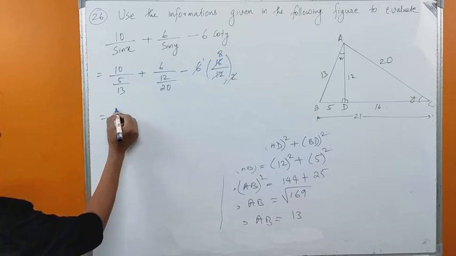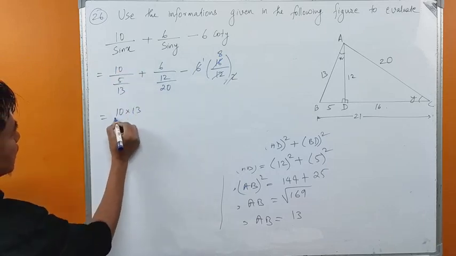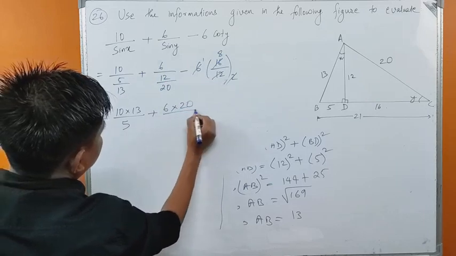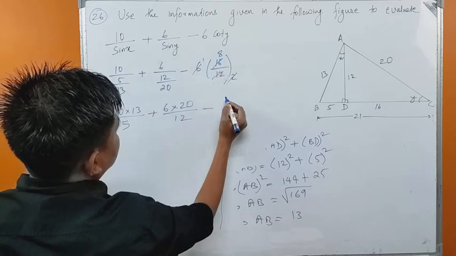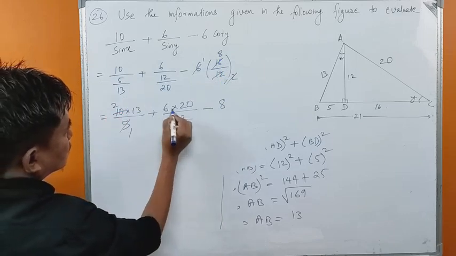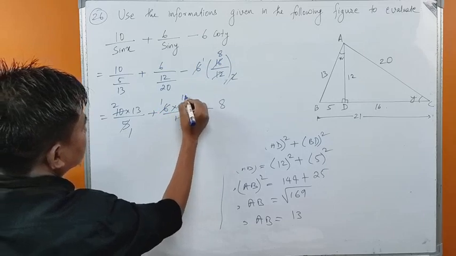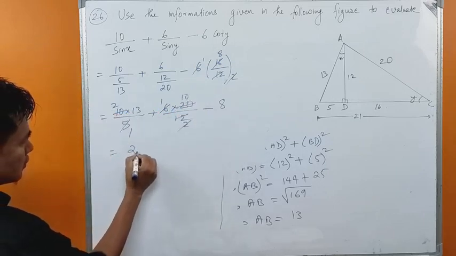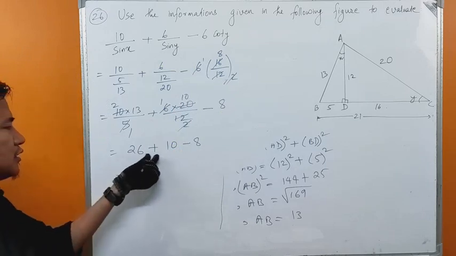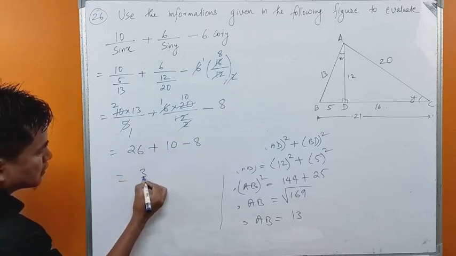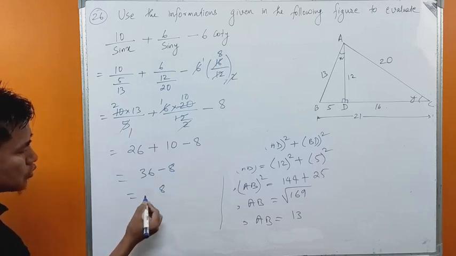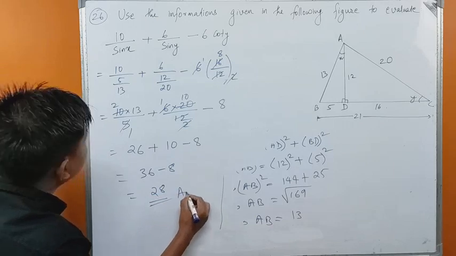Now we have 10 into this 13 goes to the numerator, divided by 5, plus 6 into this 20 goes to the numerator, divided by 12, minus 8, because everything is cancelled, we have 8 here. So 5 2s are 10, 6 2s are 12, 2 10s are 20. So 2 13s are 26 plus 1 into 10, 10, minus 8. 26 and 10 both are positive, so let us add them. 26 plus 10 is 36. Minus 8, so let us subtract this 8. 16 minus 8 is 8. This 3 becomes 2. 28, isn't it? So this is the answer for question number 26.